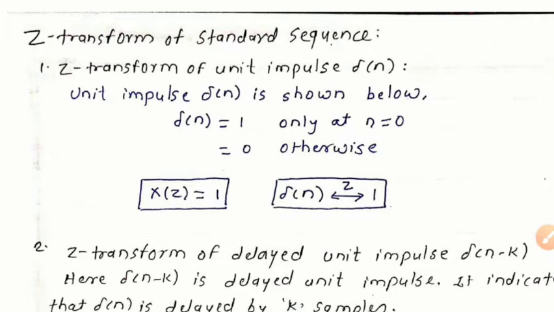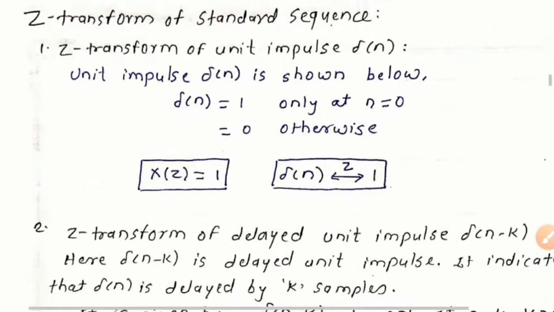Its Z transform will be X of z is equal to 1, or it can be denoted as delta of n bidirectional arrow, with Z written on it, and its Z transform is 1. So please remember the Z transform of the unit impulse signal is the value 1. The basic points we have to remember are the value of the unit impulse, that is 1, its notation delta of n, and its Z transform.